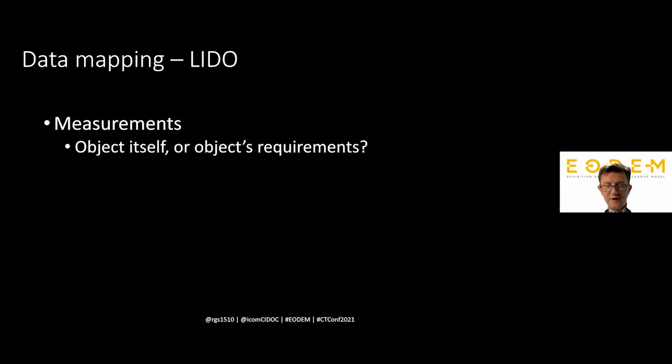First, as currently defined, measurements in LIDO are measurements of the actual object: length, weight, height, etc. But we want to record measurements that relate to the object's requirements. The LIDO working group has agreed to extend the definition of measurements in version 1.1 to include requirements as well as actual physical measurements.